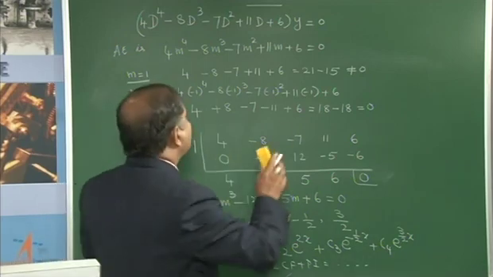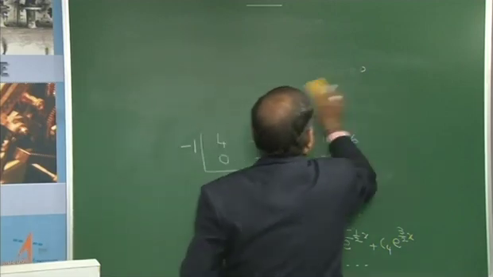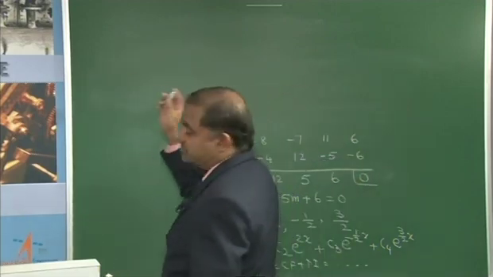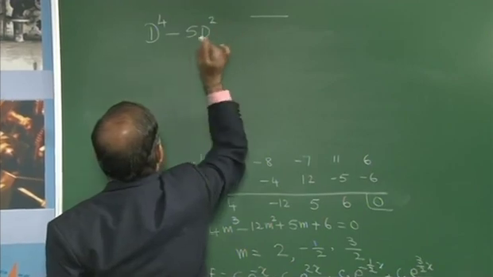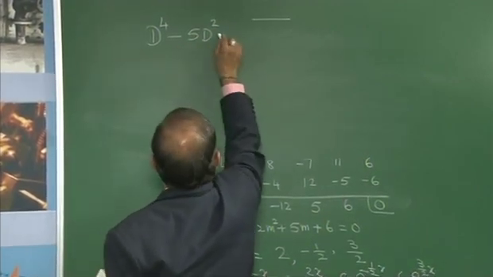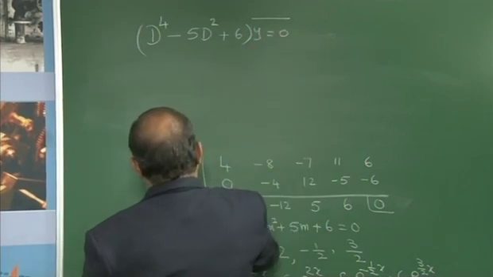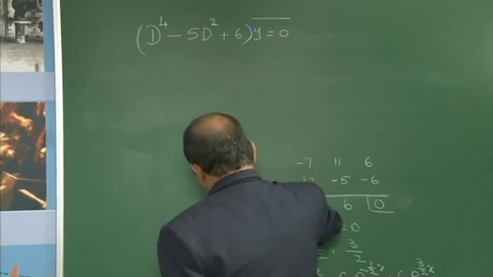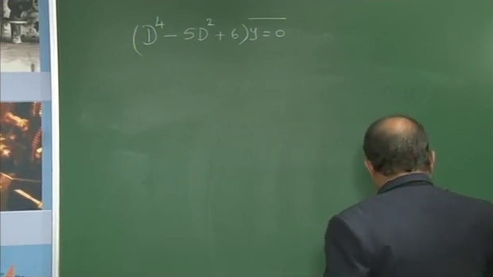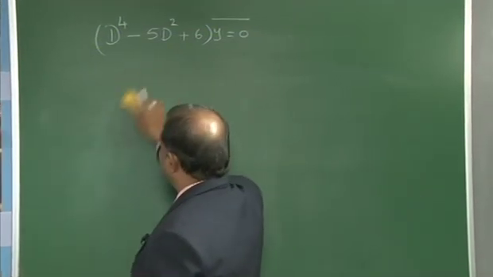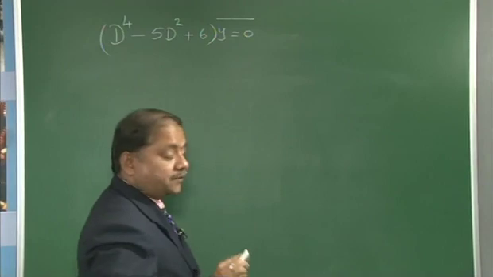Now let us take another problem. First you should understand what is the difference between the previous question and this. See the equation, d power 4 minus 5d square plus 6 into y is equal to 0. This is another kind of fourth order equation. Here we don't need any synthetic division. We can solve the equation without using synthetic division, even though it is a fourth order equation.